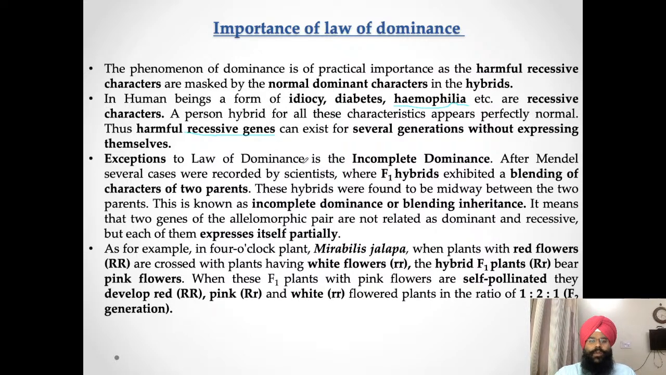But to this law of dominance, there is an exception called incomplete dominance. We will discuss that also, where we see blending of two characters. Instead of a dominant character being highly expressed, we see blending of the two parents. In that case, the hybrids were found to be midway between the two parents. Somewhere in between, we got the results, and this is called incomplete dominance or blending inheritance. It means that the two genes of the allelomorphic pair are not related as dominant and recessive, but each of them expresses itself partially. They are like 50-50, expressing 50 percent of each.